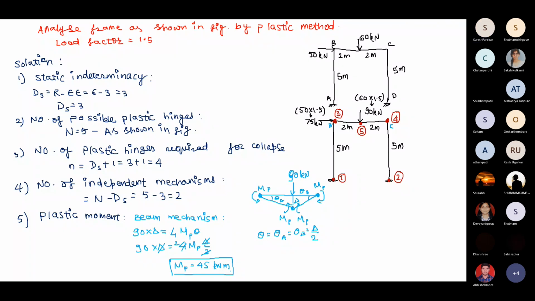Tell me when done. Done, sir. Try to draw the sway mechanism.